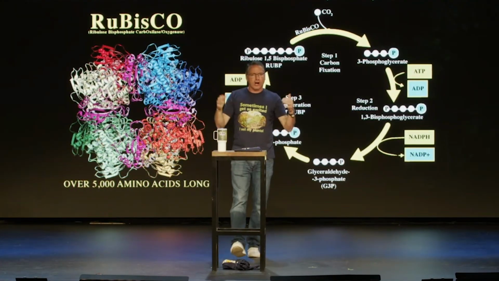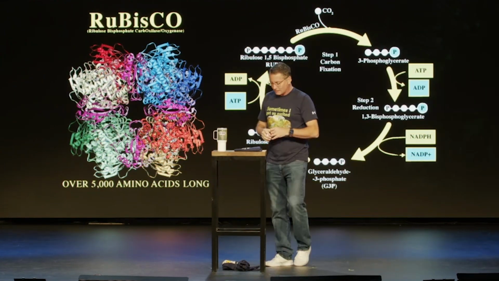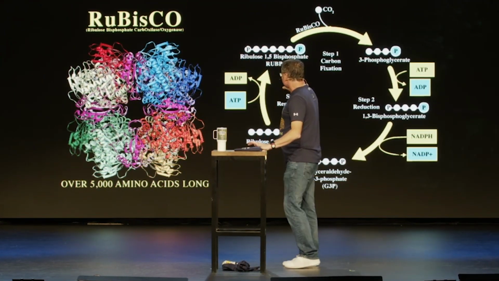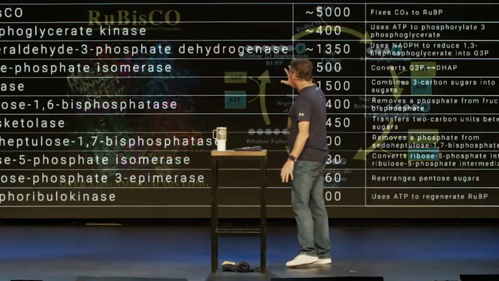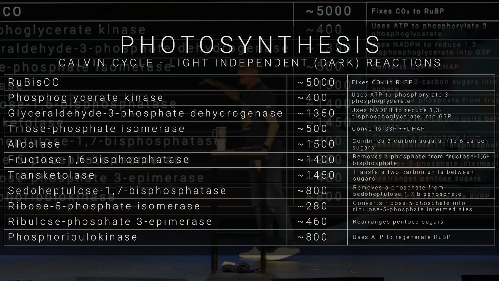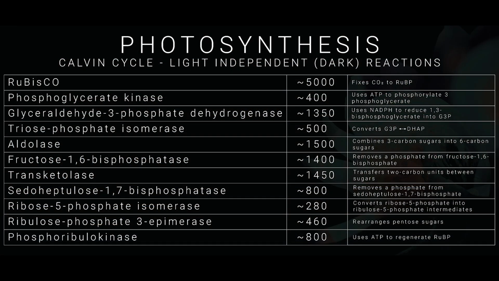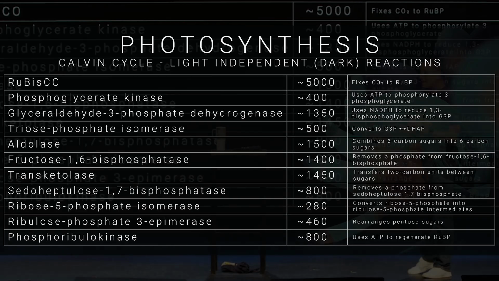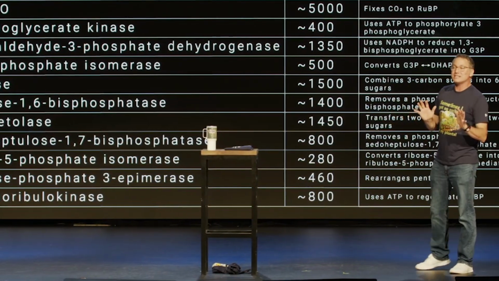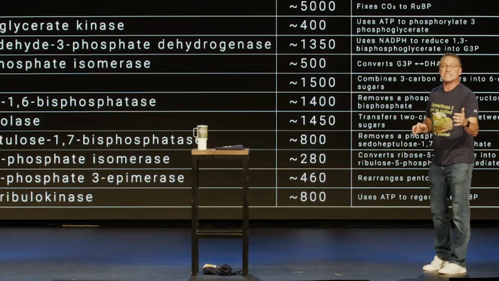They're not in the dark, but again, they just aren't powered by the light, which is where the name comes from. For the sake of time, I'm not going to go through all of this, but this is a list of all of the enzymes in the Calvin cycle and roughly how many amino acids are in each one. You take any of this away, you even take away the amino acid part of the protein complex, and it becomes gibberish. It does not work. It does not create a selective advantage.